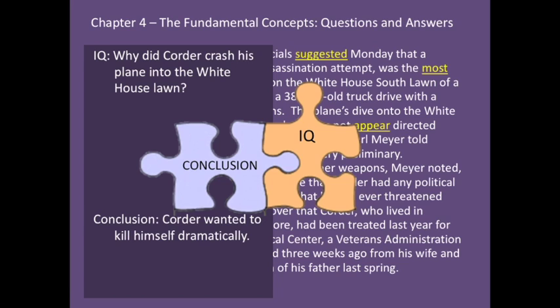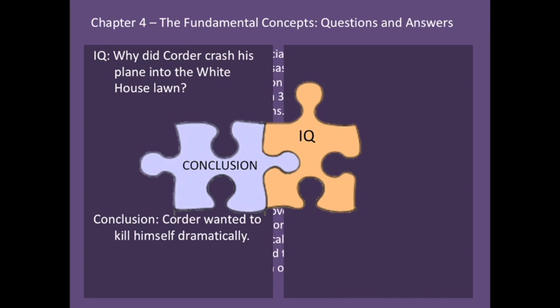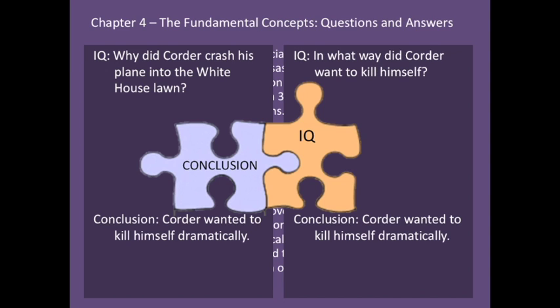Now, we've started with these two ingredients, the conclusion and the implicit question. But those are not enough to provide a complete analysis or complete understanding of an argument. That point might seem pretty obvious, but it can also be highlighted by pointing out that for any conclusion, there are going to be several implicit questions that would be compatible with that conclusion. Why did Corder crash his plane into the White House lawn is one question that the conclusion answers, but the question, in what way did Corder want to kill himself, is also answered by the conclusion. Corder wanted to kill himself dramatically.